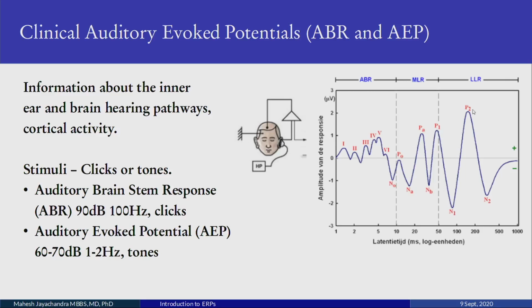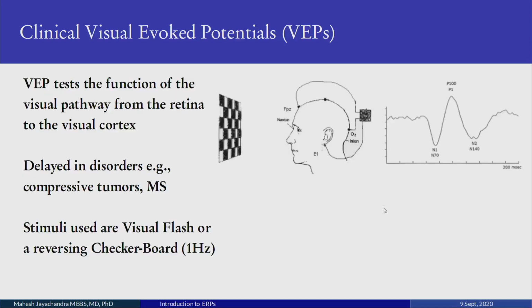So P1, P2, etc. stands for the first positive component. N1 is the first negative component. Okay, that's the nomenclature used in ERP component analysis.